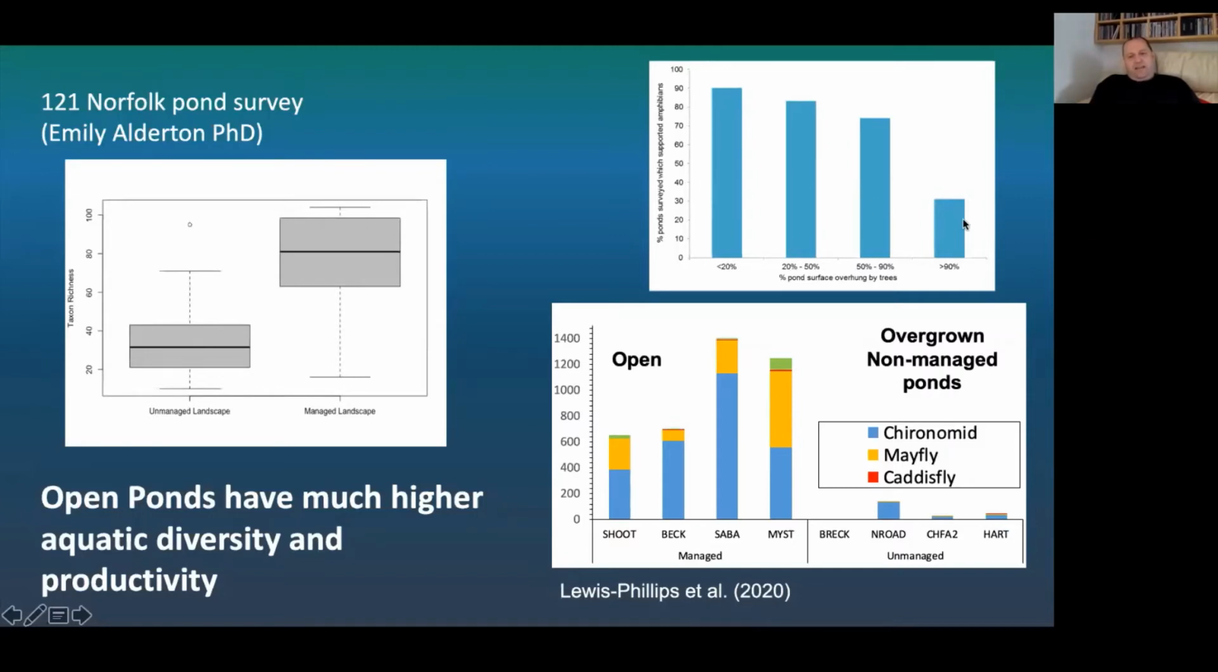If you've got high tree cover, you're less likely to have amphibians using the pond compared to ponds with lower tree cover. And most strikingly, I think, are the numbers, because these unmanaged ponds here have very low numbers of insects emerging from them, whereas these ponds that have been managed, that have received that treatment that you saw before, suddenly have between 10 to 100 times as many insects coming out of them. So that's massively better for biodiversity.